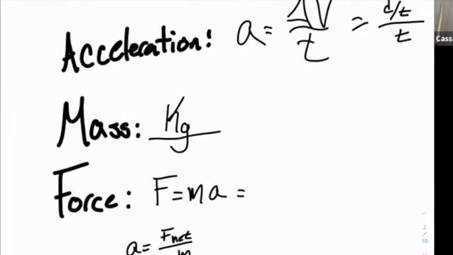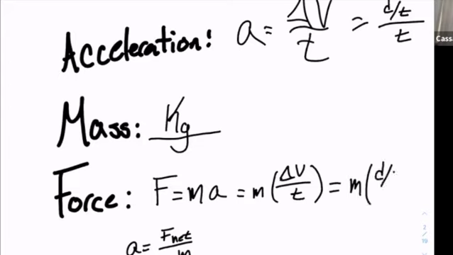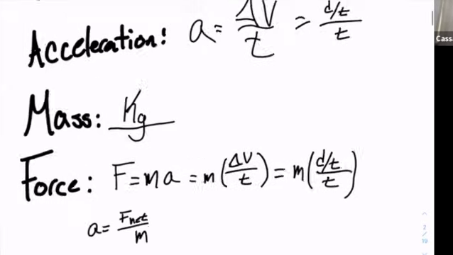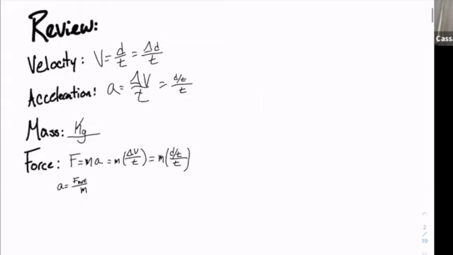So we can also write this as, since we know acceleration is equal to delta v over t, force is equal to mass times delta v over t. But then we know that the change in velocity is also equal to our distance over time, so we can also write this as mass times distance all over time, like that. Okay.